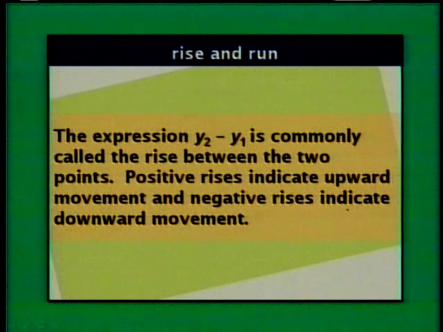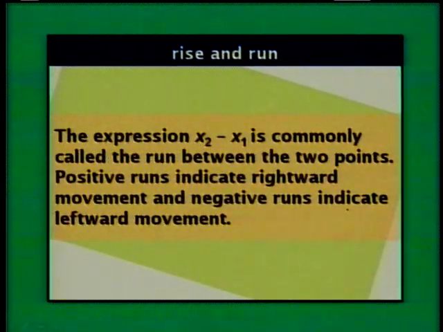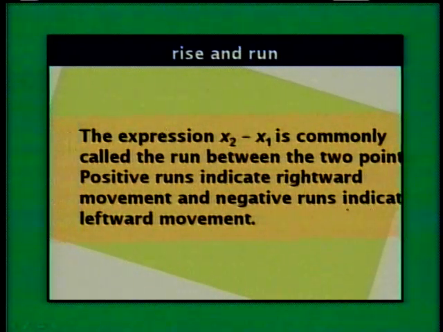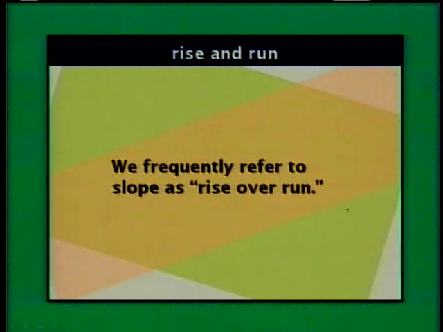The expression y sub 2 minus y sub 1 is commonly called the rise between the 2 points. Positive rises indicate upward movement, and negative rises indicate downward movement. The expression x sub 2 minus x sub 1 is commonly called the run between the 2 points. Positive runs indicate rightward movement, and negative runs indicate leftward movement. We frequently refer to slope as rise over run. You're going to hear this phrase over and over and over as long as you're taking math classes.